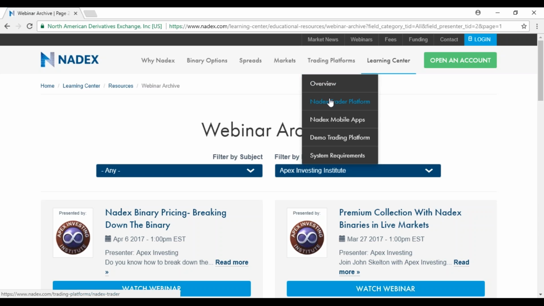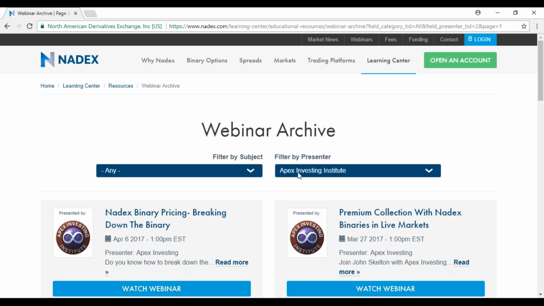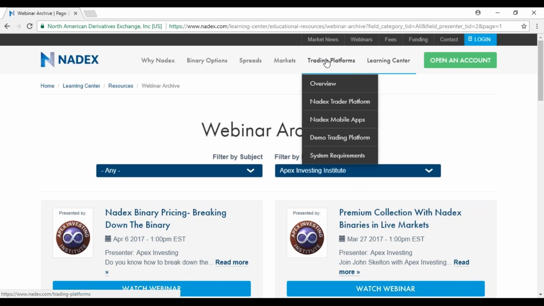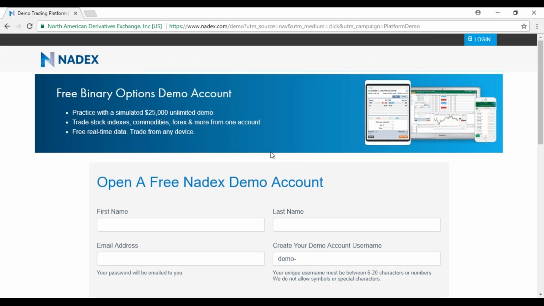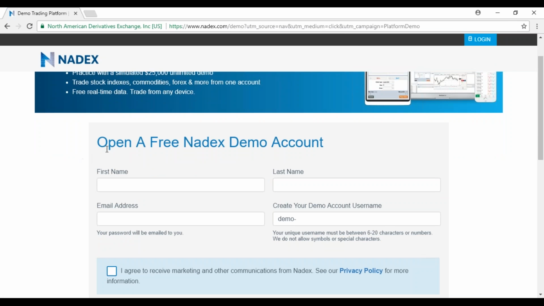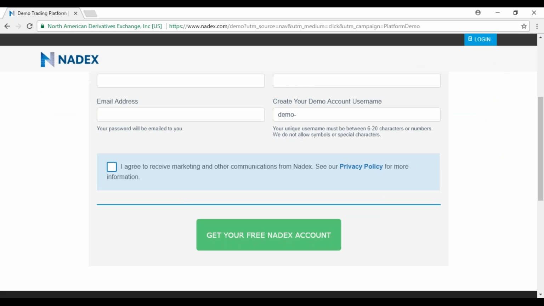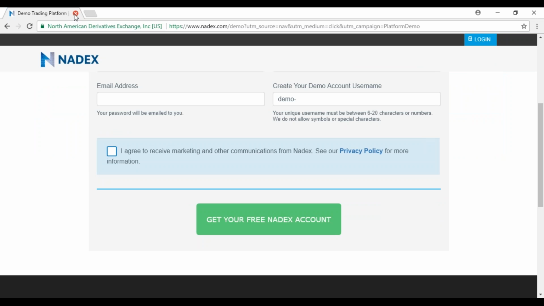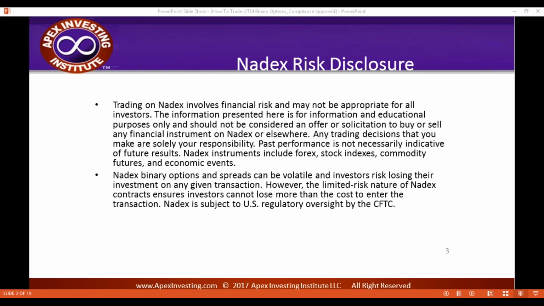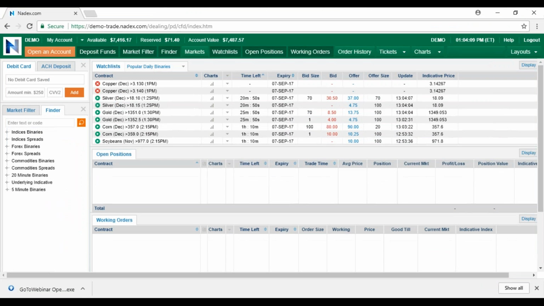Another thing I want to bring your attention to: if you go right here to trading platforms, you can get the Apex Investing pre-recorded webinars and all that information. But right here on the trading platforms, you can go straight to the Nadex platform. Nadex also has a great mobile app. If you go right here to demo trading platform, you can get signed up for a free demo account. Nadex will give you a $25,000 demo account. Just enter some quick information and hit get free demo account. In just a few moments, you'll get an email with a username and a temporary password, and you'll be able to log right into a demo account.